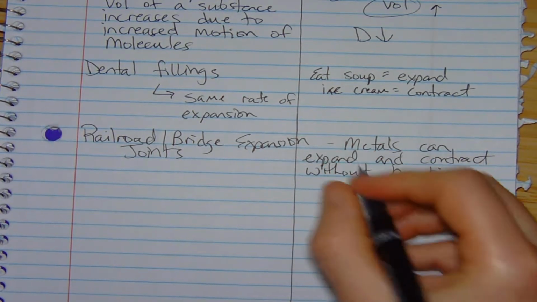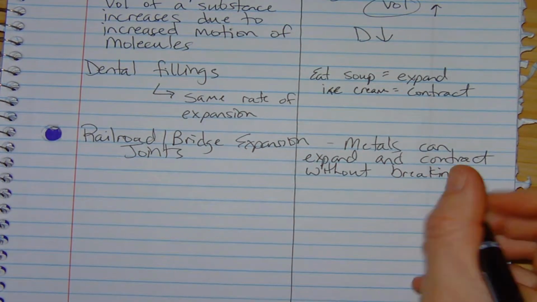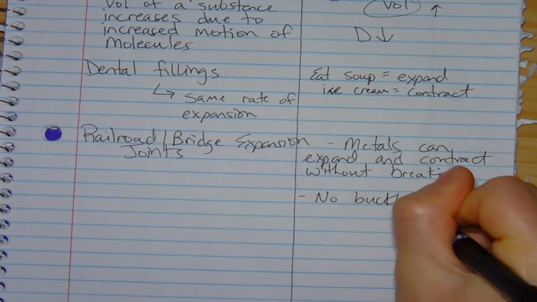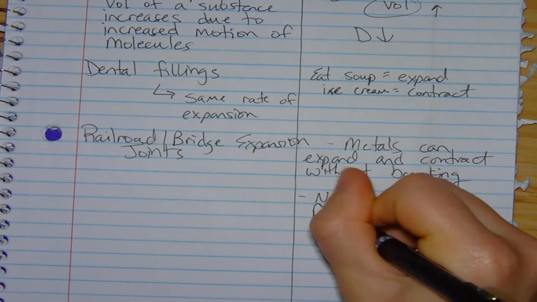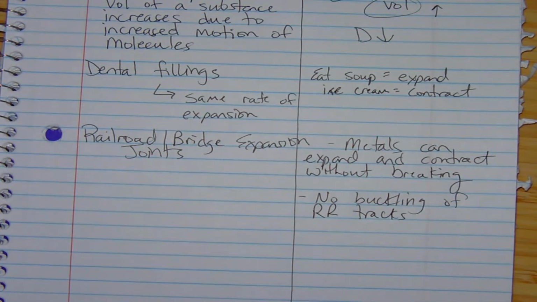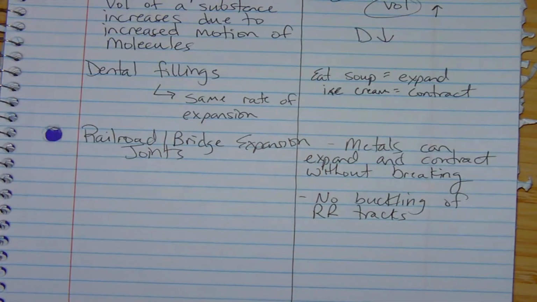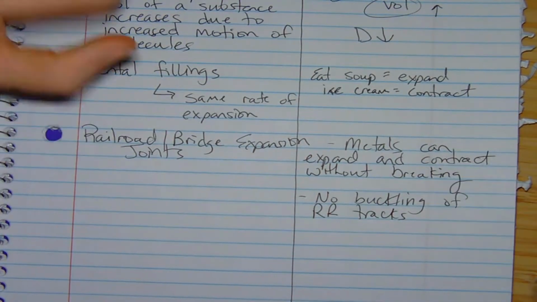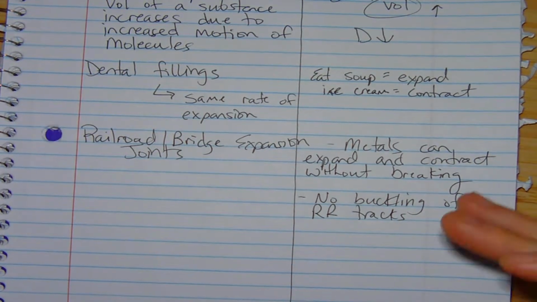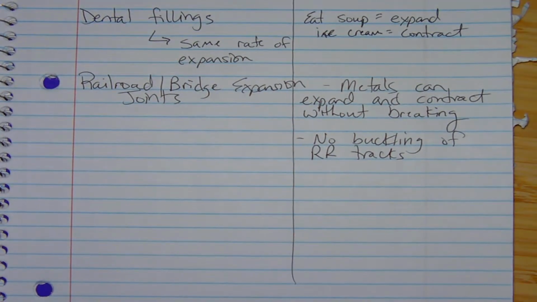With the railroad joints, then what you saw is that we don't get breaking, but we also don't get any buckling of the railroad tracks. So you see how they put some space in there. You don't want those tracks when they expand to kind of turn upwards. That's going to derail a train. Similarly, you don't want them to pull apart if they contract. Okay, so these joints are kind of put in there to give them a little bit of flexibility, a little bit of room to grow and room to shrink.